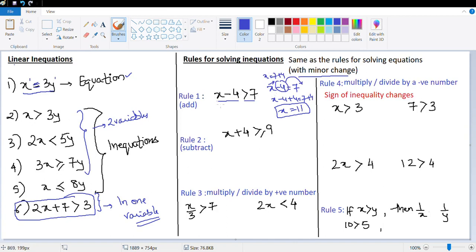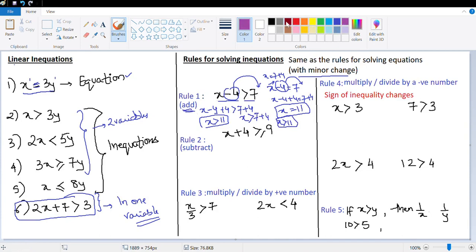Exactly the same logic and rule is applicable in inequations, which means you can add the same number on both sides. If I have to remove this negative 4, I add 4 here and I add 4 on the other side as well, which means x is more than 11. I can also look at this the same way: if I take negative 4 to this side, the sign changes, so it becomes x is more than 7 plus 4, which means x is more than 11. So I can add the same number on both sides.